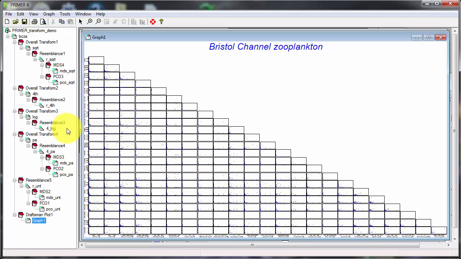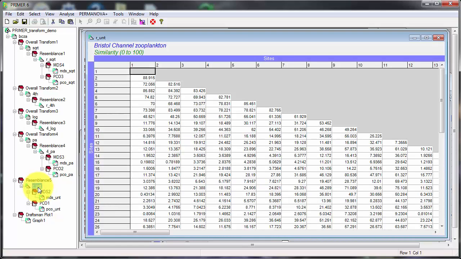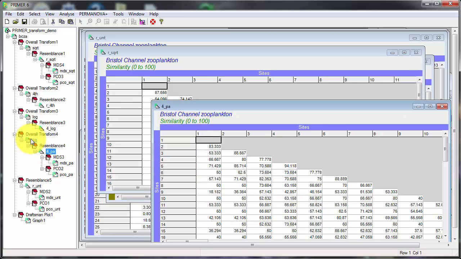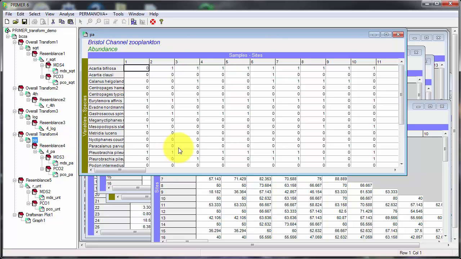Now you see in the left-hand panel, I've already done a lot of work here. I've got the resemblance matrix for the untransformed. Now this would be Bray-Curtis, so it's going from similarity 0 to 100. And then I've gone square root. That's the data. There's the resemblance matrix. Next one, fourth root, log, and then finally all the way down to presence-absence. So if you look at the data here, it's all zeros and ones, depending on whether the species is present or absent.